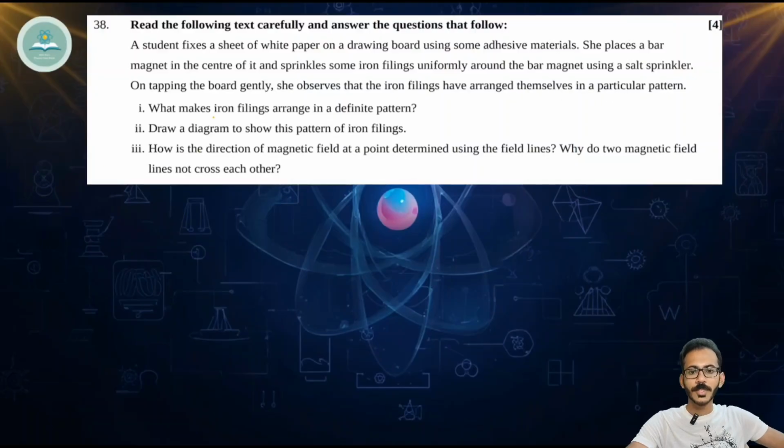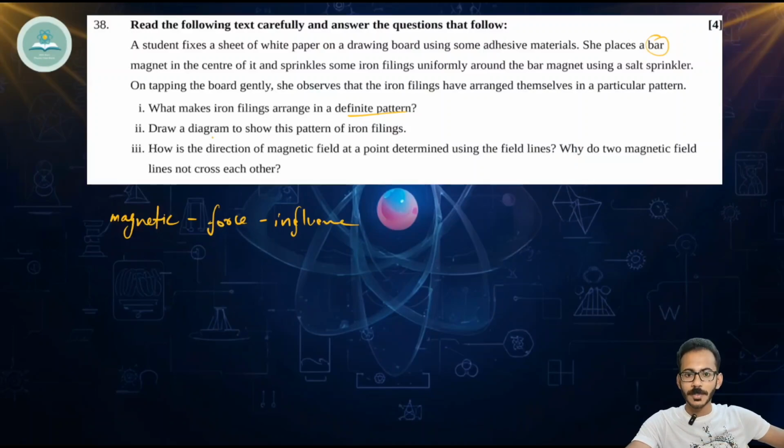Let's come to the question. What makes iron filings arrange in a definite pattern? So why is it arranging itself? It is because if we are keeping a bar magnet, then a bar magnet will already have its influence around it. That is called the magnetic field. So because of that magnetic field's force or its influence, the iron filings will arrange itself in a pattern. So it is arranging in a definite pattern because of the magnetic field lines or the influence of the magnetic field. That is why it's happening, or because of the force of the magnet.